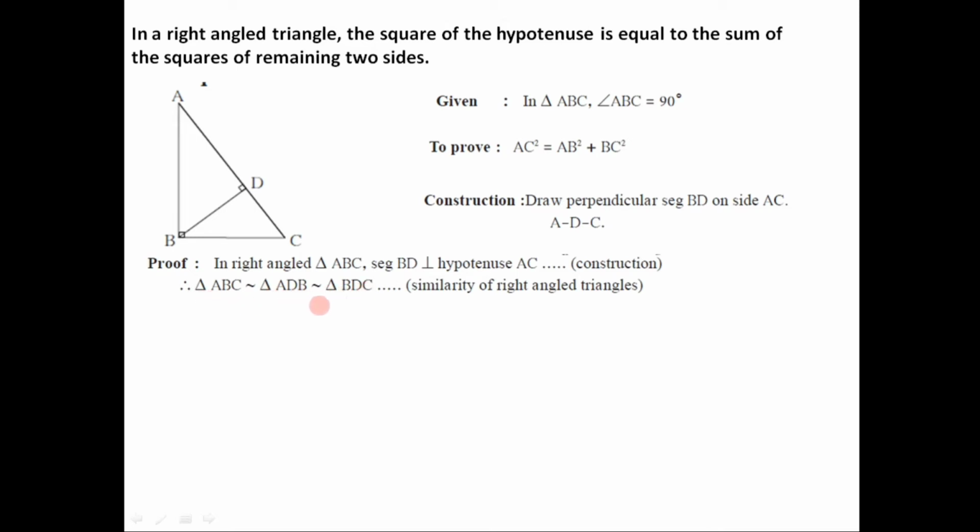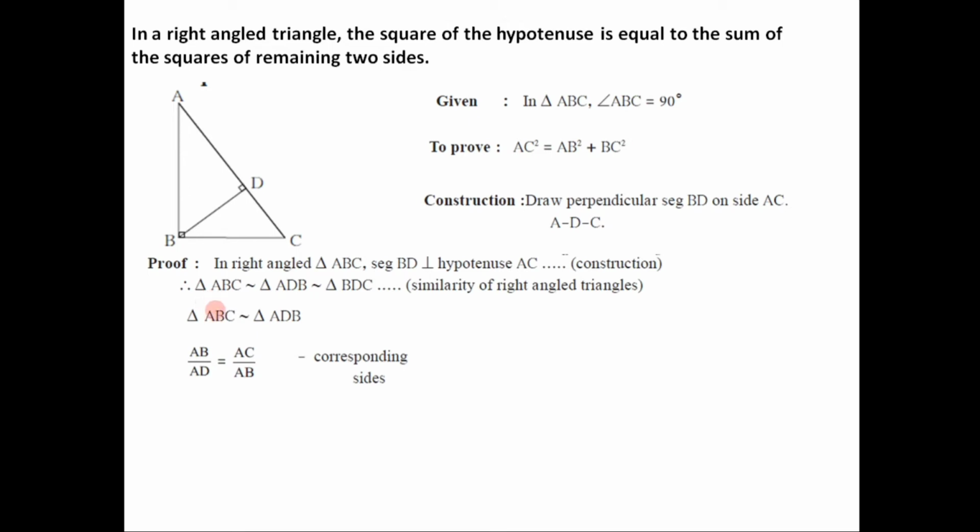We have to take these three triangles which are similar for this given correspondence only. That is, triangle ABC is similar to triangle ADB, which is similar to triangle BDC. For this correspondence, these three triangles are similar. Now let us consider the first two of them, that is triangle ABC is similar to triangle ADB. As these two triangles are similar, their corresponding sides must be in proportion.